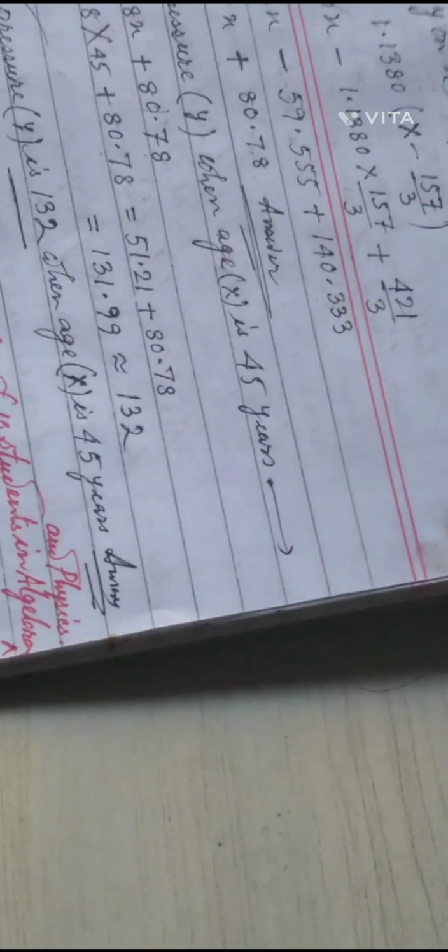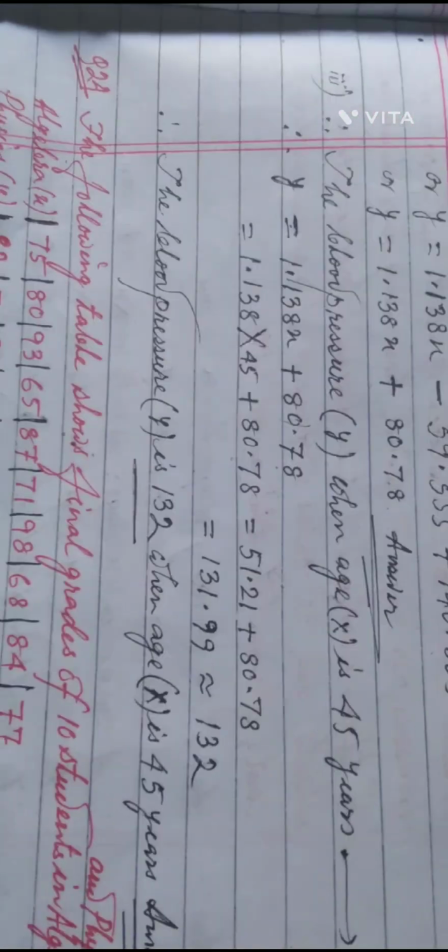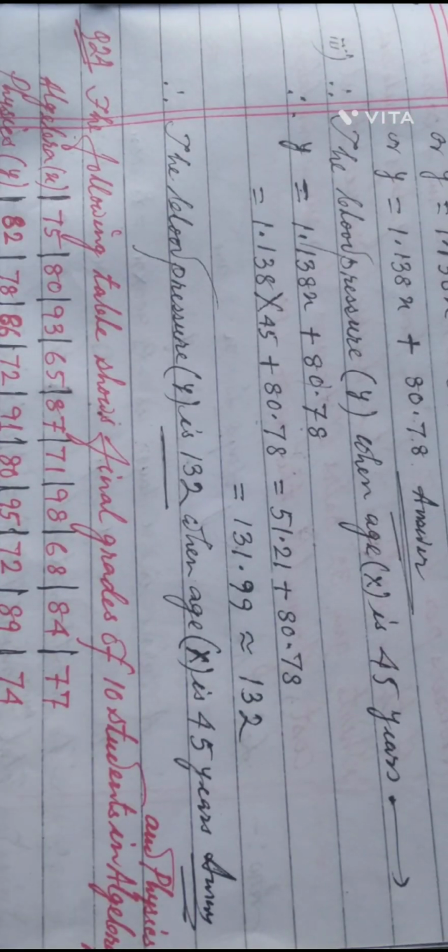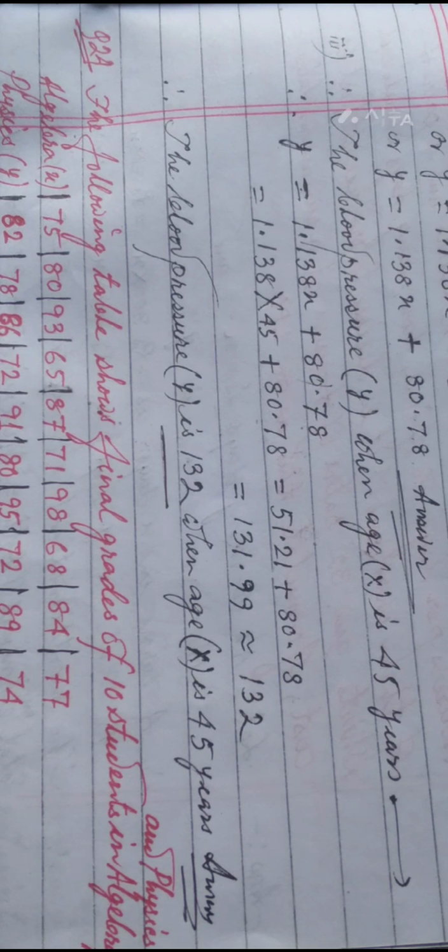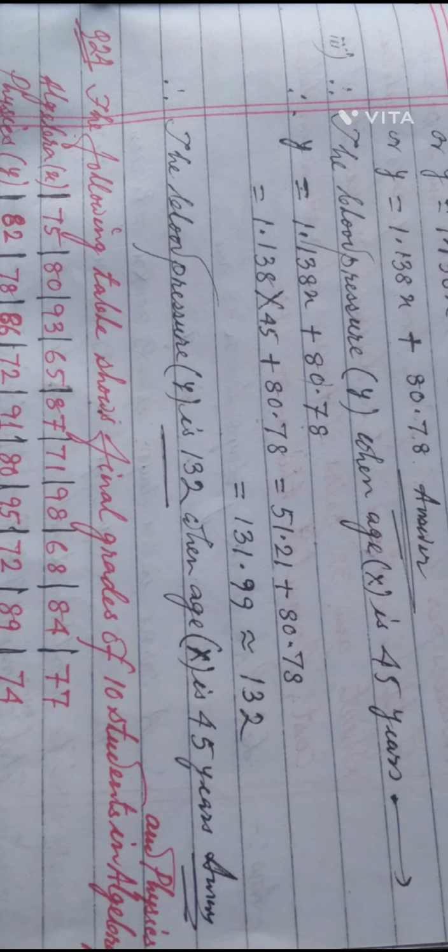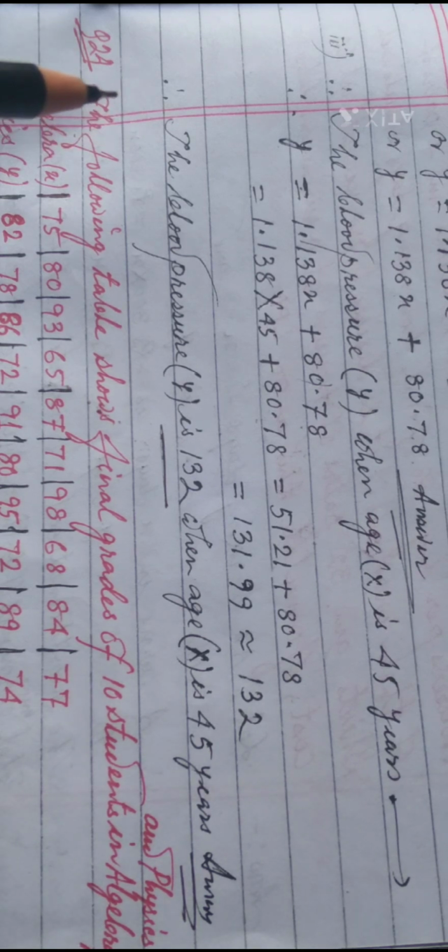What is age? It is x, x years. First we have to find out y when x equals 45 years.